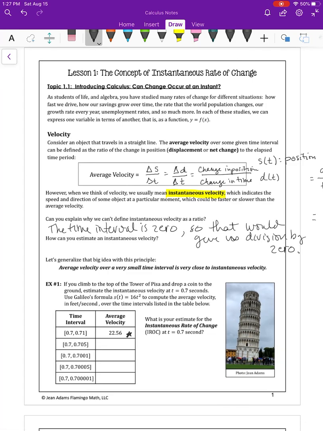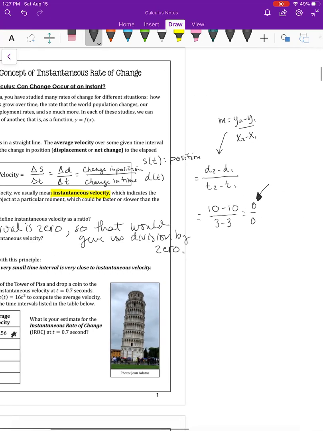How can you estimate an instantaneous velocity? So they're saying, well, if we can't do it, let's see, could we estimate it? Well, one way to estimate it is to say, well, what if I knew that at 3 seconds it was 10, but at 2 seconds it was 8? And let's just look at just from 2 to 3, and that would be a good estimate.